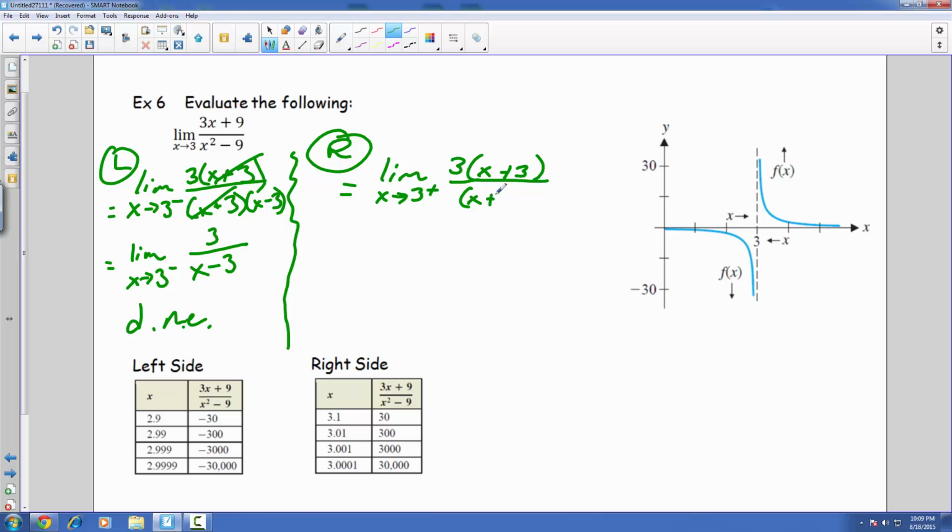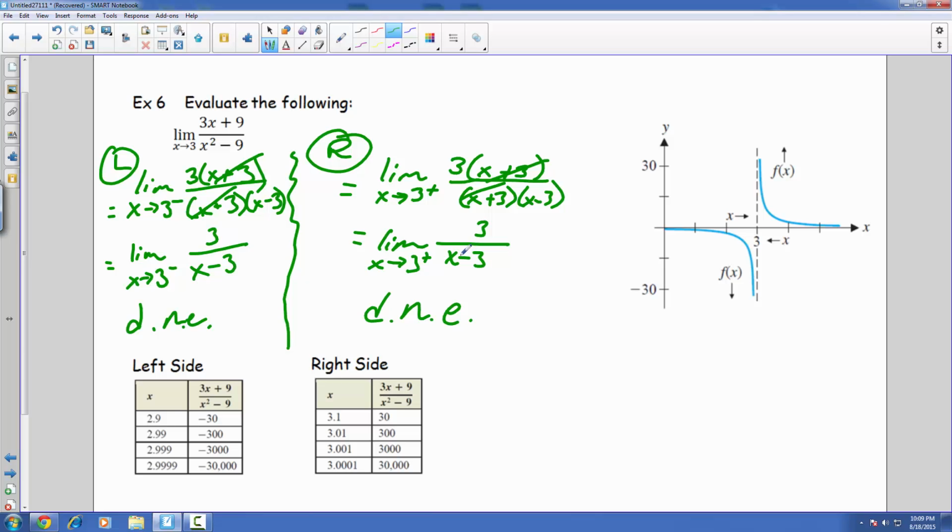You're still factoring the same. These guys drop out. And now even if you were to try direct evaluation here, still would not work out. So this is still a DNE. So why is this not working?